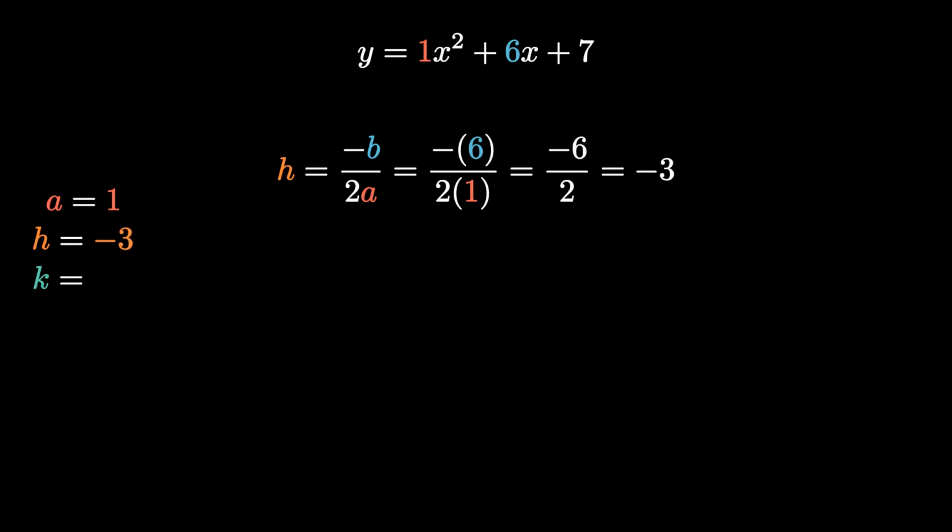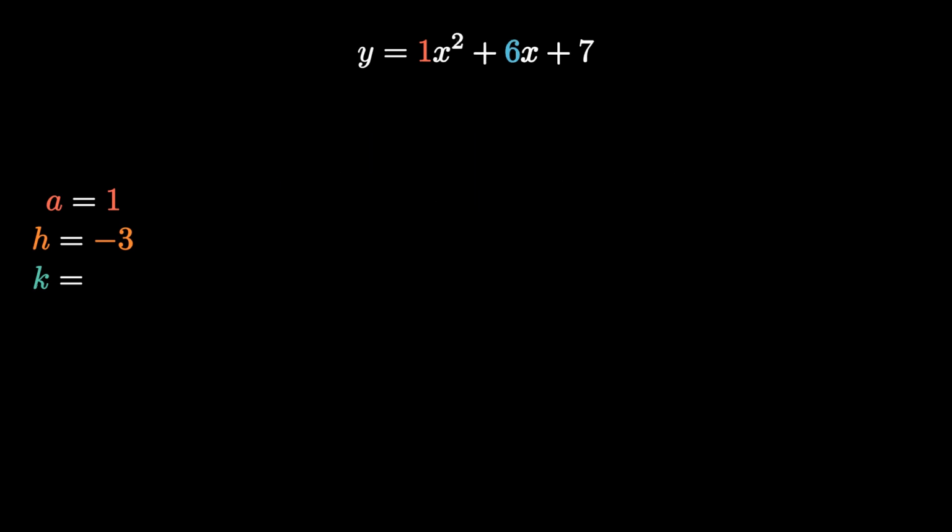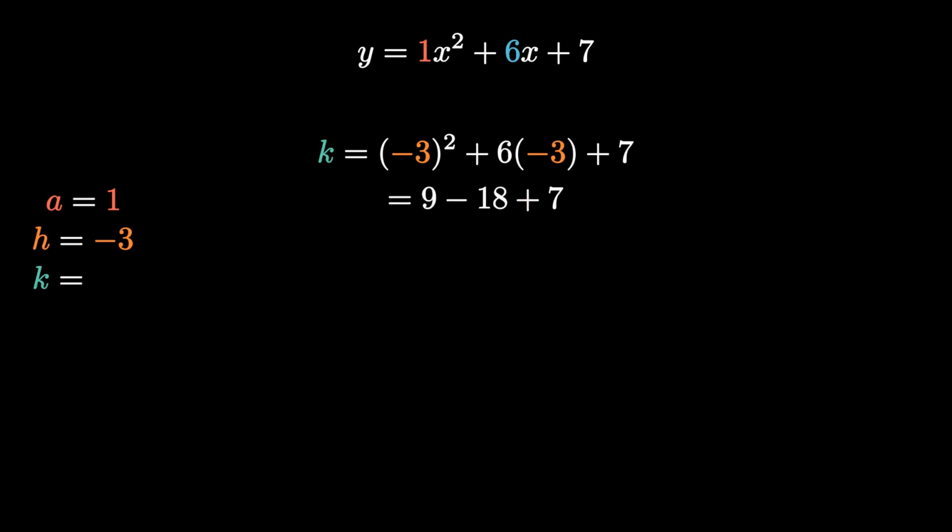So the last thing we need to do is find our k. Now to find our k, what we're going to do is take our h and plug it into our equation. And when we do that, that'll give us negative 3 squared plus 6 times negative 3 plus 7. And negative 3 squared is 9, and then 6 times negative 3 is negative 18. That'll leave us with 9 minus 18 plus 7. 9 minus 18 is negative 9, and then negative 9 plus 7 is negative 2. And we get our k being negative 2. And basically our k is just the y coordinate of our vertex.